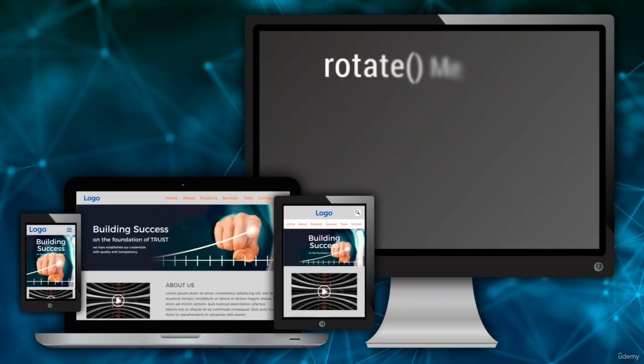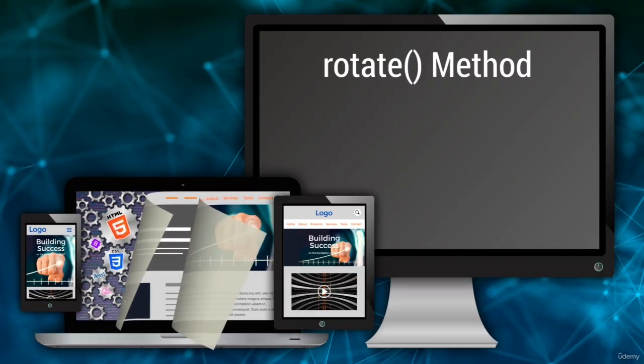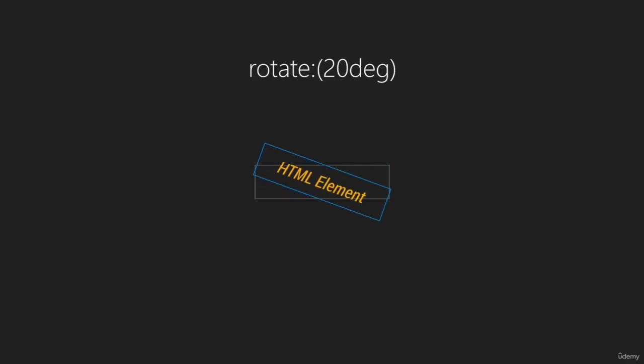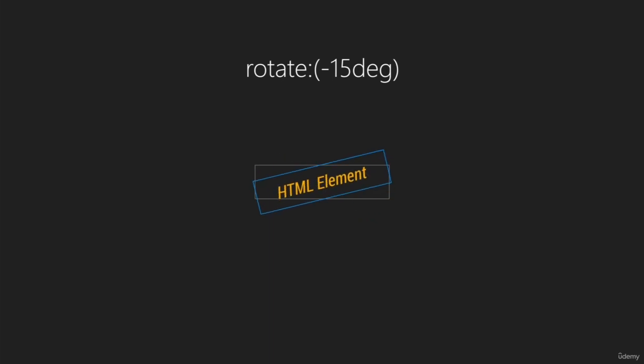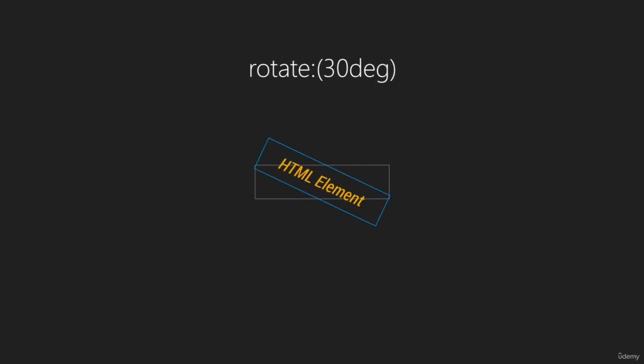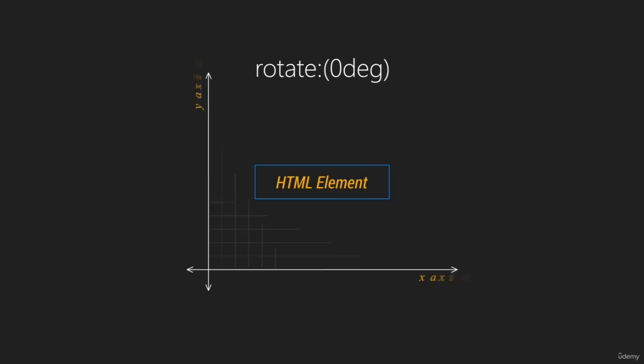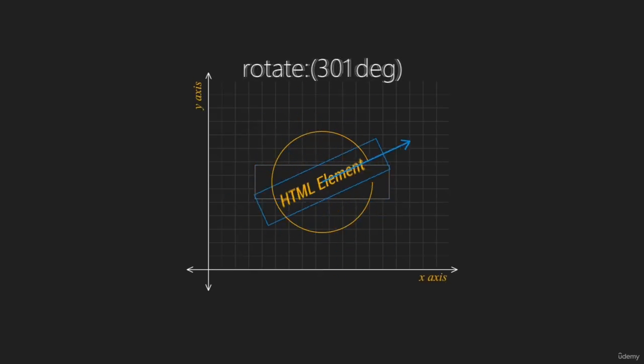The transform rotate function is used for rotating the element to a given degree. That is, it rotates the element based on the angle that you provide as an argument. It rotates the element in a two-dimensional space, that is X and Y plane. The rotation is clockwise and starts from 0 degree to 360 degrees.